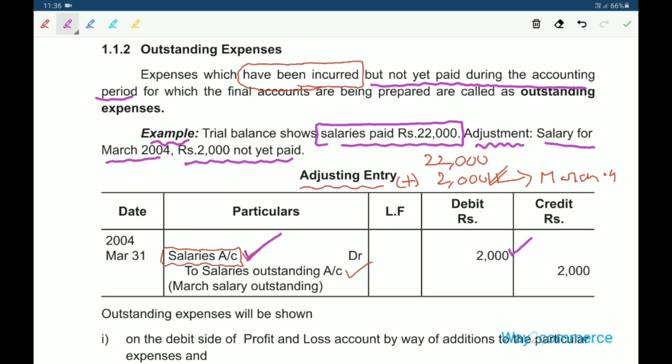Next, salaries outstanding account. This is a personal account. What is the personal account rule? The one who gives the benefit should be credited. Employees gave the benefit to the entity. That's why the salaries outstanding account is credited.